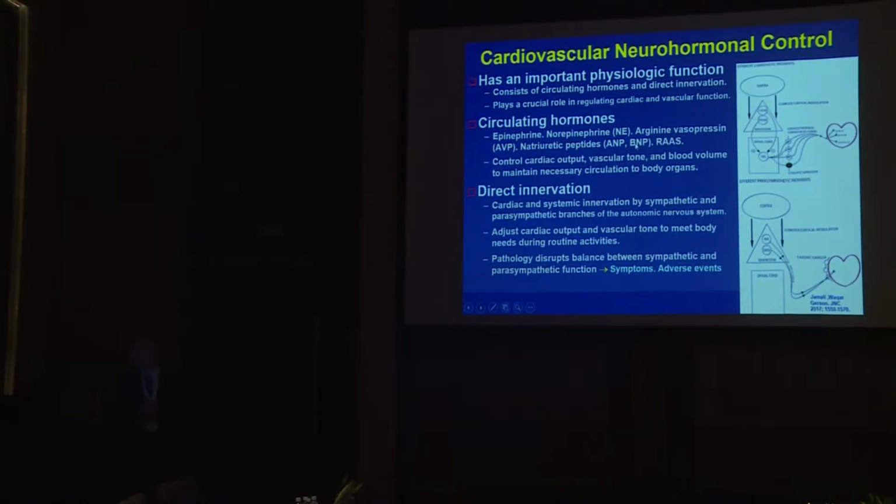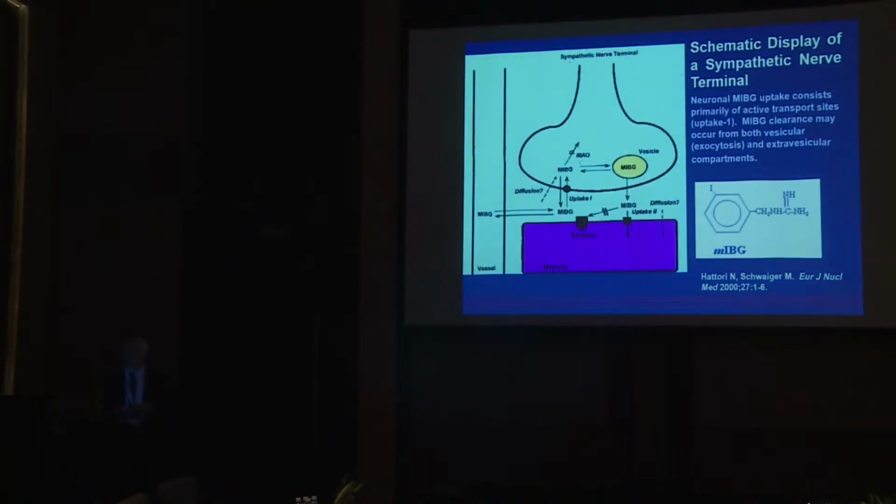There are two components of the neurohumoral control system. One, the circulating hormones that you see here, and they maintain cardiac output, vascular tone, and blood volume. And what we're going to focus on here, what can actually be imaged with nuclear imaging, would be direct innervation. Of course, there's both a sympathetic and a parasympathetic innervation. Parasympathetic is with acetylcholine. Some research imaging, but not much clinically. The one we're going to focus on is sympathetic imaging, where norepinephrine is the mediator. We have radionuclide analogs that can look at it, and we're going to look at some abnormalities in that and how we can image it.